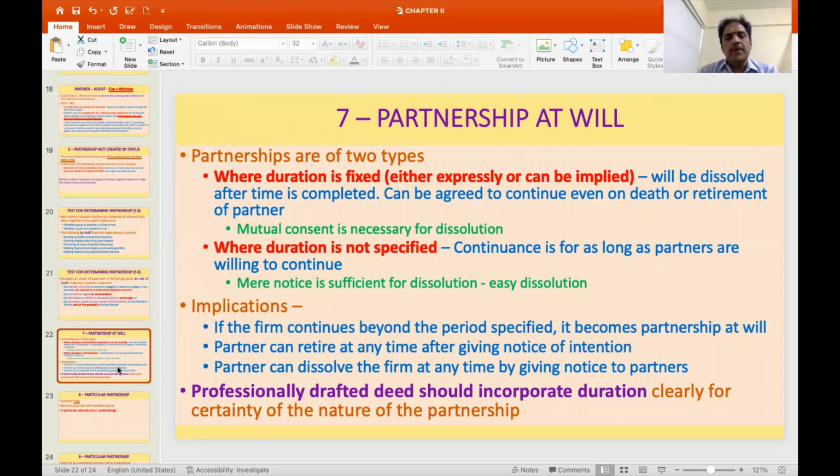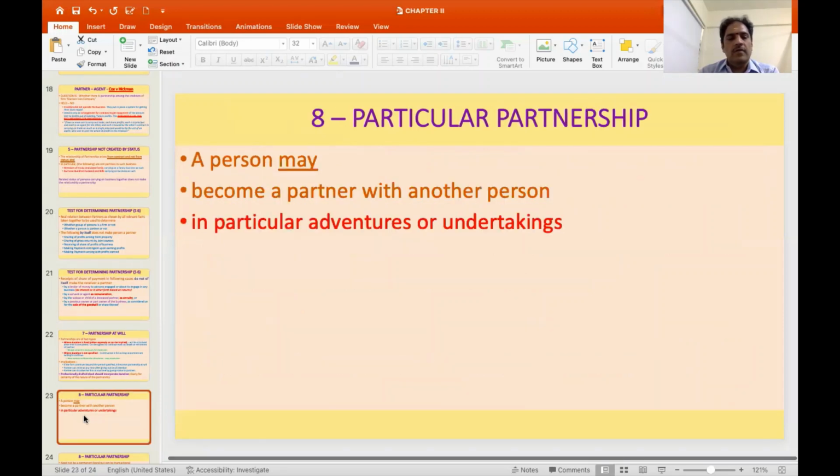So in that particular case, a mere notice is sufficient for dissolution, and that kind of partnership which is running beyond its duration, or where there is no duration indicated, will be called a partnership at will. And it makes it easy for dissolving such a partnership, or people retiring from such a partnership after giving a notice. That is the ease of a partnership at will. But a professionally drafted deed, as I told you earlier, should incorporate duration, bringing in clarity and certainty of the nature and duration of the partnership.